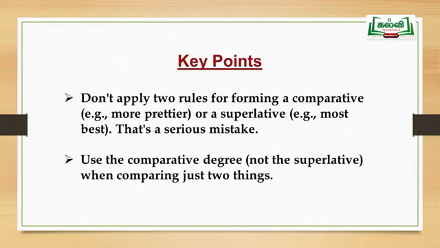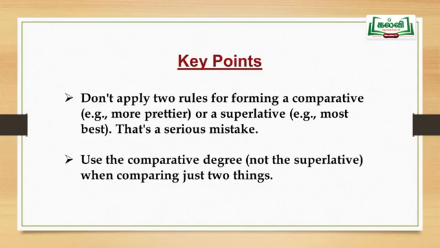Don't apply two rules for forming a comparative degree. Many of you use ER as the comparative degree, of course, but you add more to that. That is the wrong usage. For the superlative degree, for example, "most best." Instead, you can say "the best." Many of you are using two superlatives or two comparatives. That is a serious mistake that you have to observe.